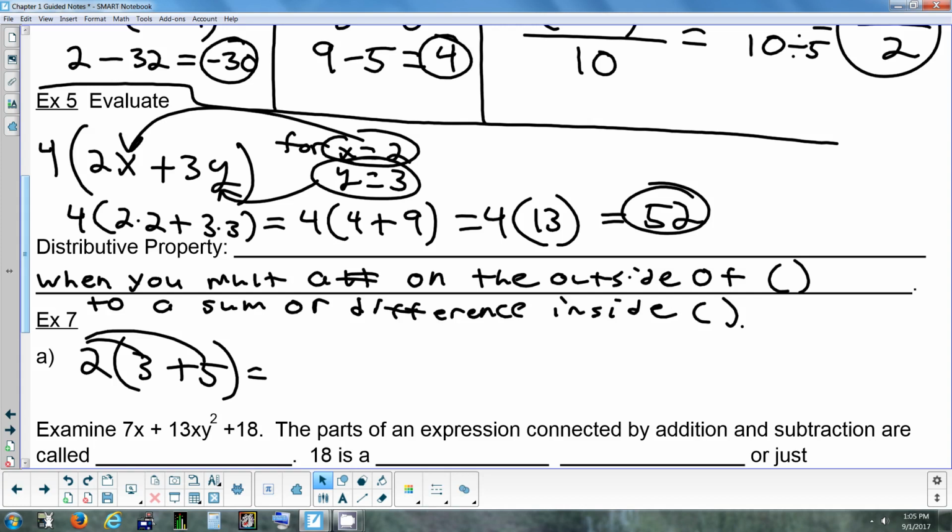Multiply a number on the outside of the parentheses to a sum or a difference inside. And we're just going to stick with 2 things. Sometimes you have 3 things inside you have to distribute, but we'll just stick with that.